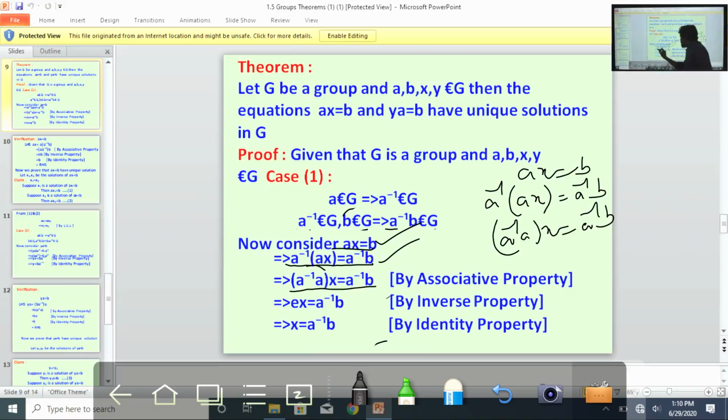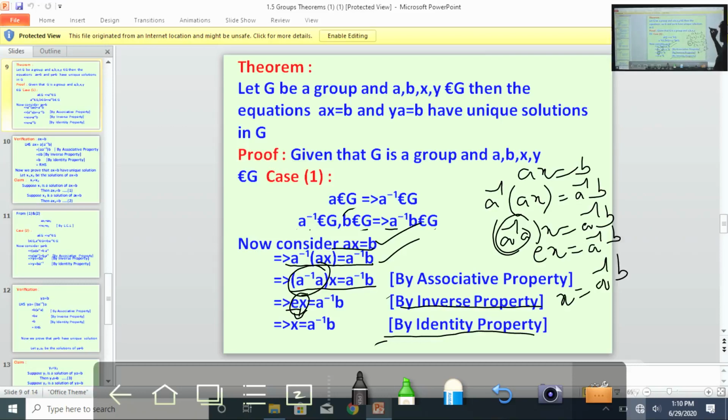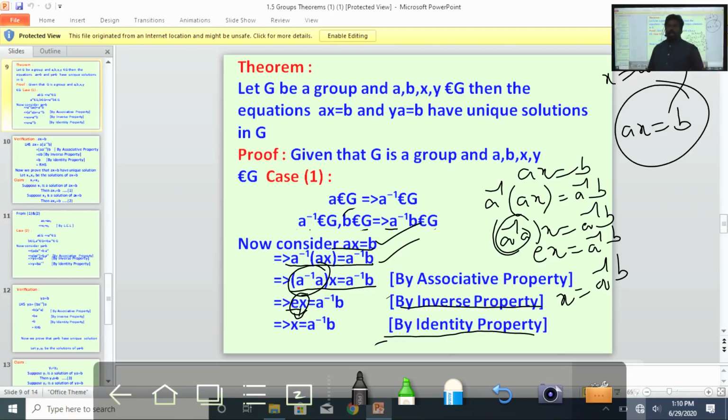Now what is A inverse A? By using inverse property, E. What is Ex? E. Why? Because by using identity property, this means E into X equal to A inverse B. Therefore X equal to A inverse B. Therefore X equal to A inverse B is the solution of Ax equal to B. Now we show that this solution is unique.